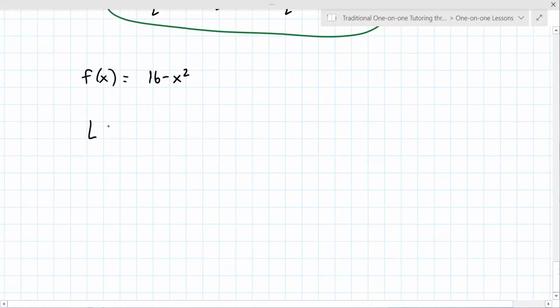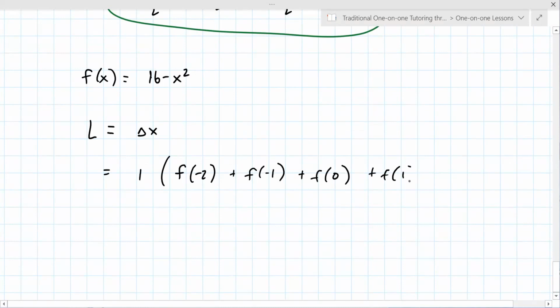Our left sum is delta x, which is 1, okay? And then we got to do f of our leftmost value. So our leftmost value is f of -2 plus f of -1 plus f of 0 plus f of 1. There should only be 4 here because n equals 4, and that means 4 rectangles.